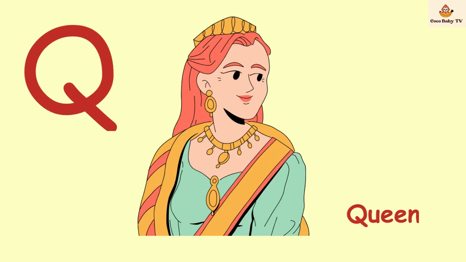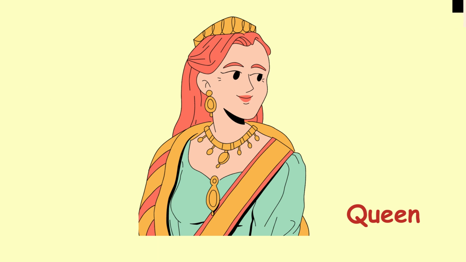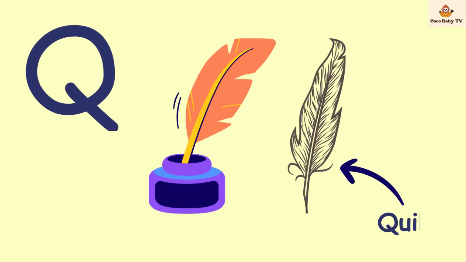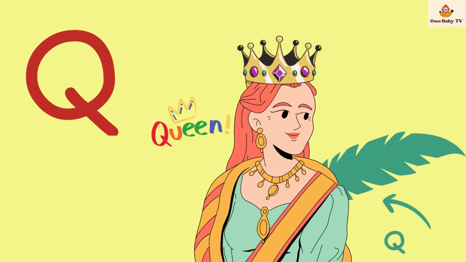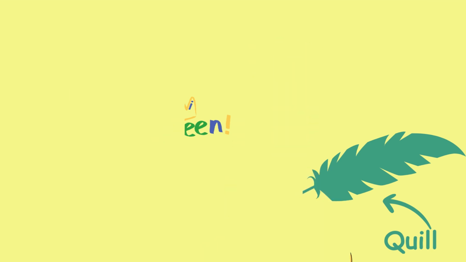Q is for queen. Q is for quail. Q is for queen. Q is for quail. Queen puts on a quail.